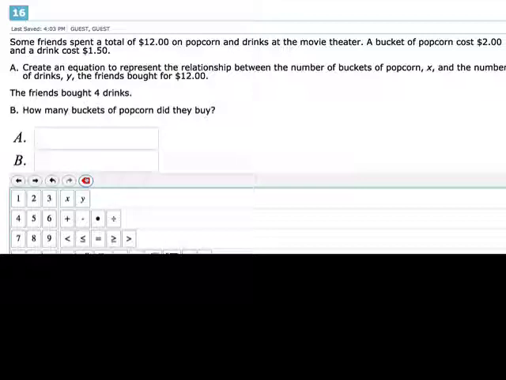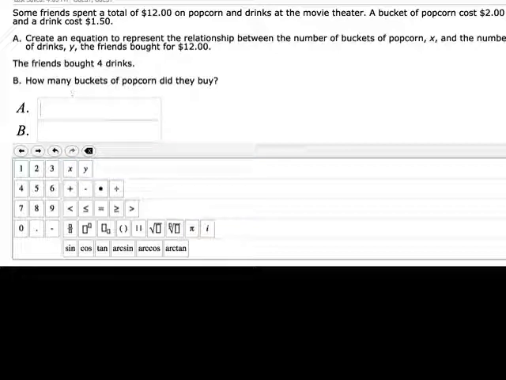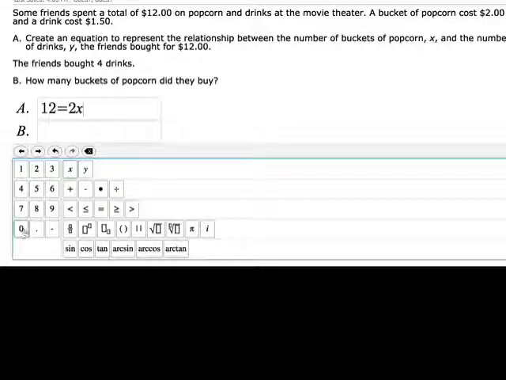Number 16. Some friends spent a total of $12 on popcorn and drinks at the movie theater. The bucket of popcorn costs $2 and a drink costs $1.50. Create an equation to represent the relationship between the number of buckets of popcorn, X, and the number of drinks, Y, that the friends bought for $12. So in A, we're going to look at this and say, okay, they spent $12 altogether. Well, what did they buy? We don't know how many buckets of popcorn they bought, but it was $2 each. So 2X. And again, we don't know how many drinks, again, for A. We're only looking at A right now. We don't know how many drinks they bought, but it was $1.50 each. So we're saying plus $1.50 for each drink. There's the equation. That's what we need to know.